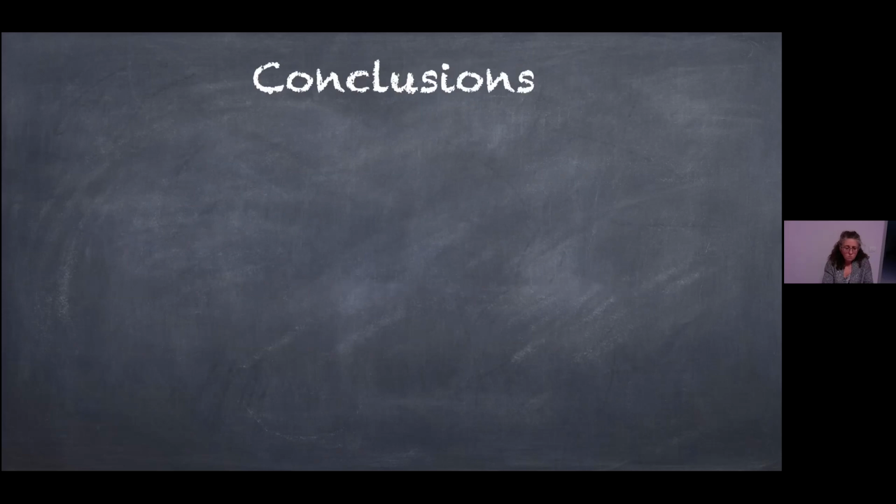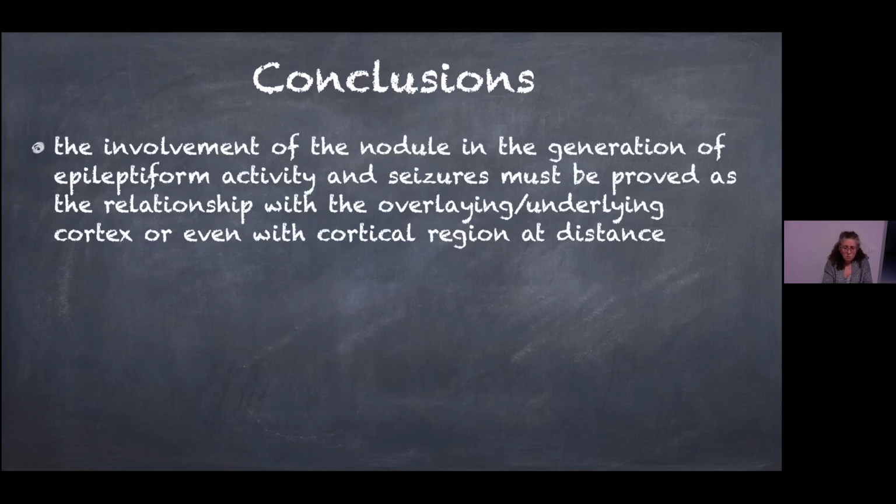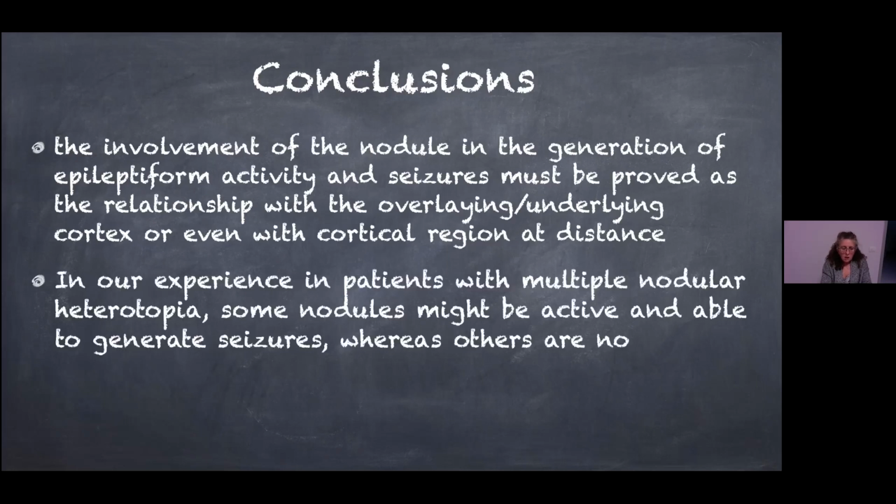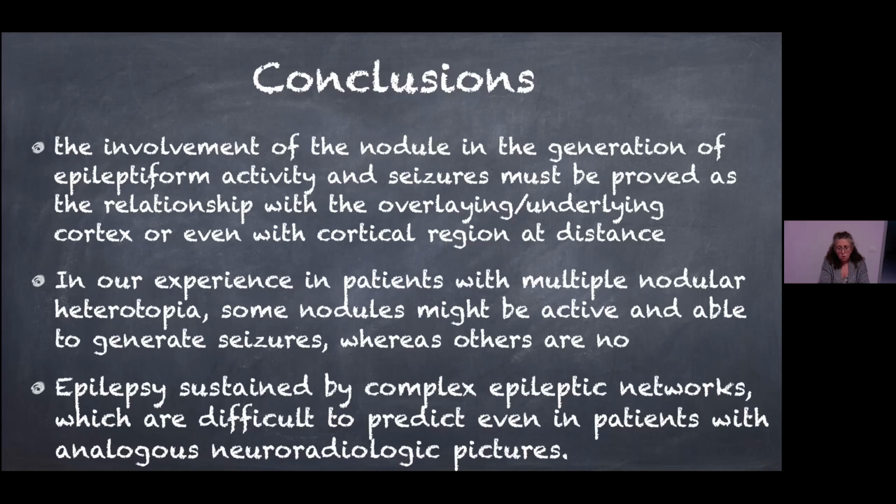So in conclusion, as we said at the beginning, and as even Professor Guénaud says, the involvement of the nodule must be proved, and the relationship between the nodule and the overlying cortex. In our experience, as you have seen, a patient with multiple nodules may have some nodules that are active and some that are not. So the epilepsy in those patients is sustained by complex epileptic networks.